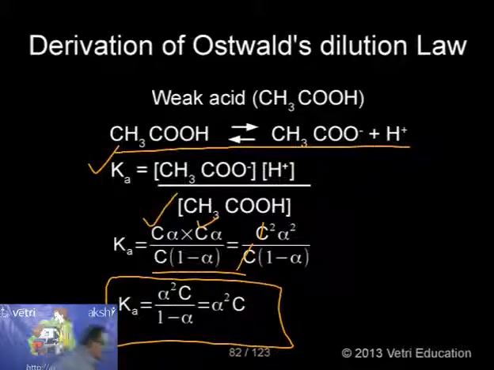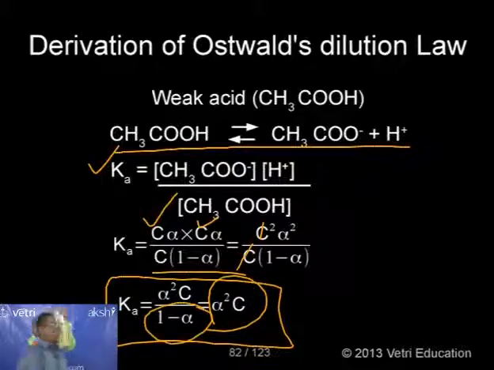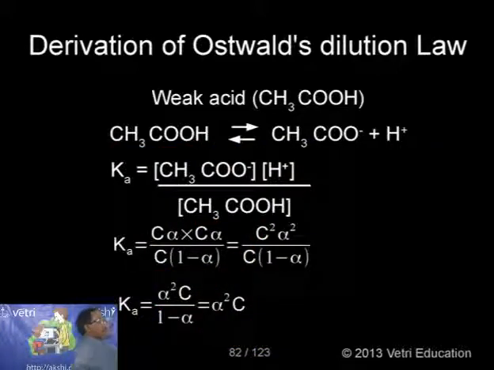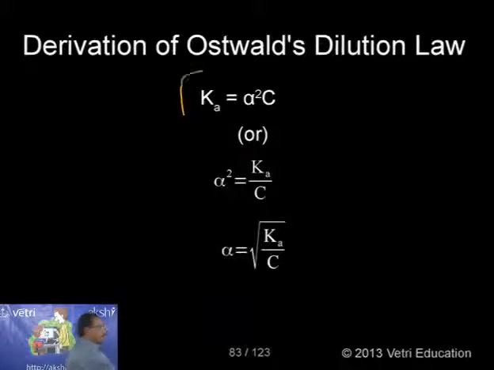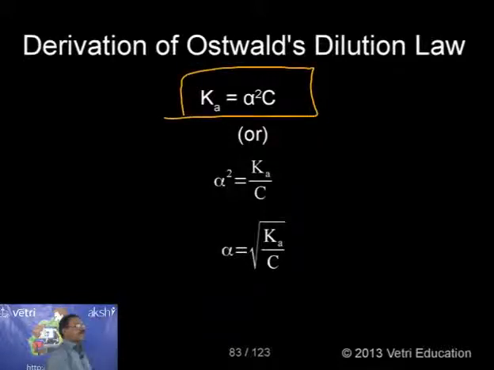I can write this approximately as alpha squared C because alpha is a negligible quantity. So 1 minus alpha is almost negligible. So simply I can write Ka equal to alpha squared C. For many specific purposes, you can use alpha squared C by 1 minus alpha, but as an approximation, you can use Ka equal to alpha squared C. This is the interesting information. So from that, I can get some more. Ka equal to alpha squared C for your weak electrolyte, acetic acid.